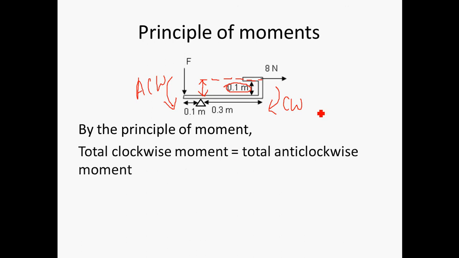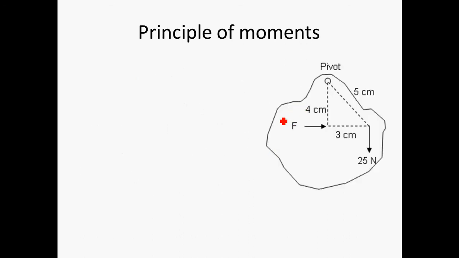So writing the statement down again, your clockwise moment will be 8 times 0.1. Your anti-clockwise moment will also be F times 0.1. So F is obviously 8 Newton. Alright, so let's look at this question. I think this is probably the last question already. How do you find the unknown force F if it is balanced? Okay, in this case, it's a little bit more complicated.